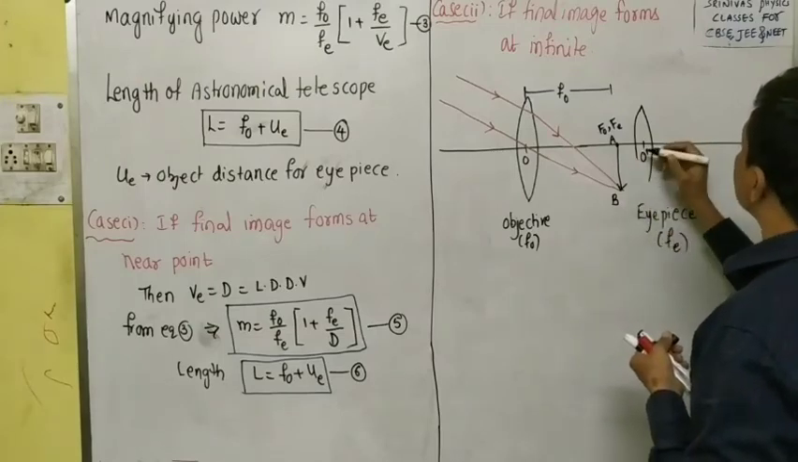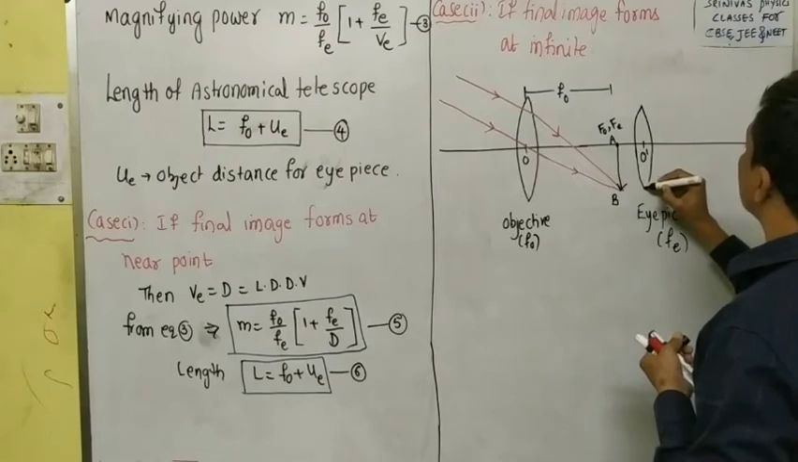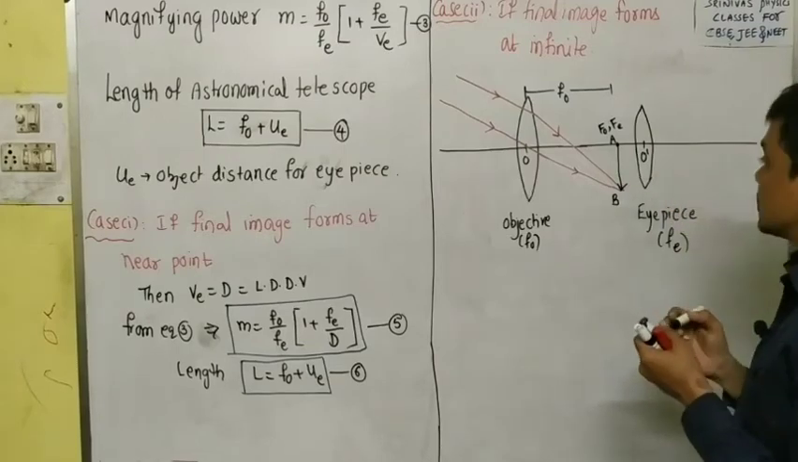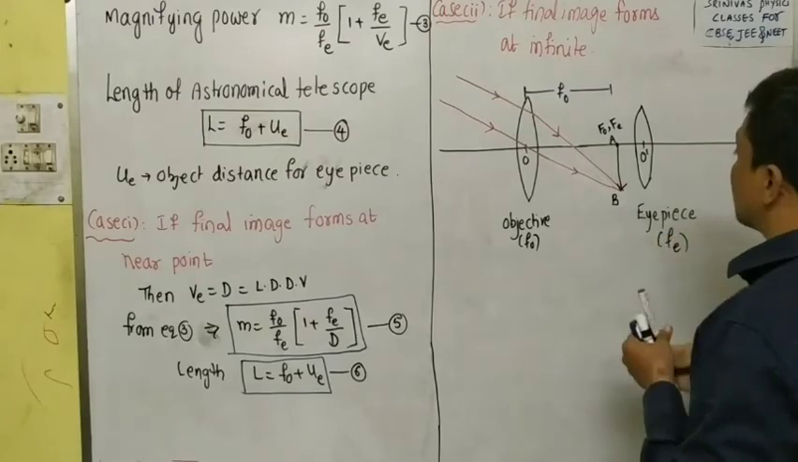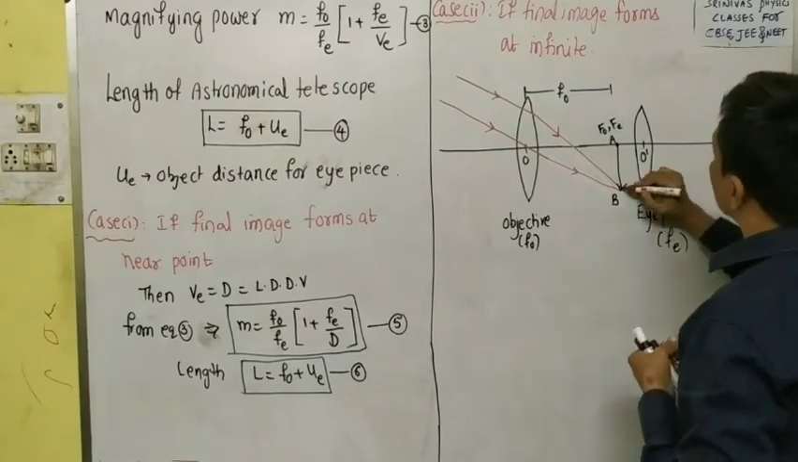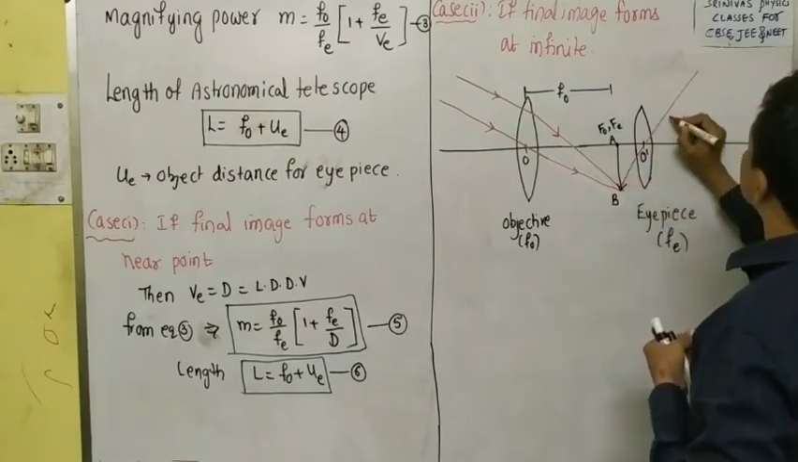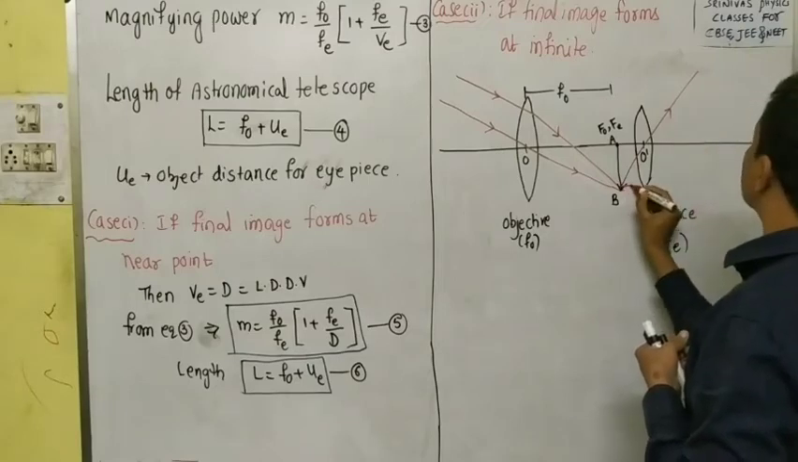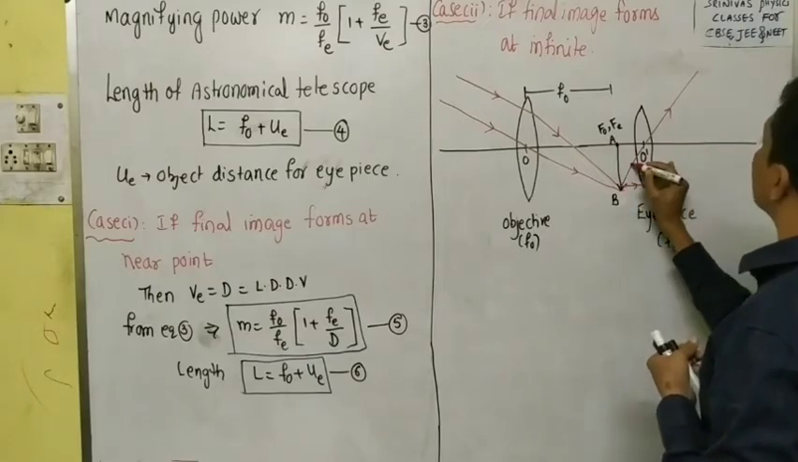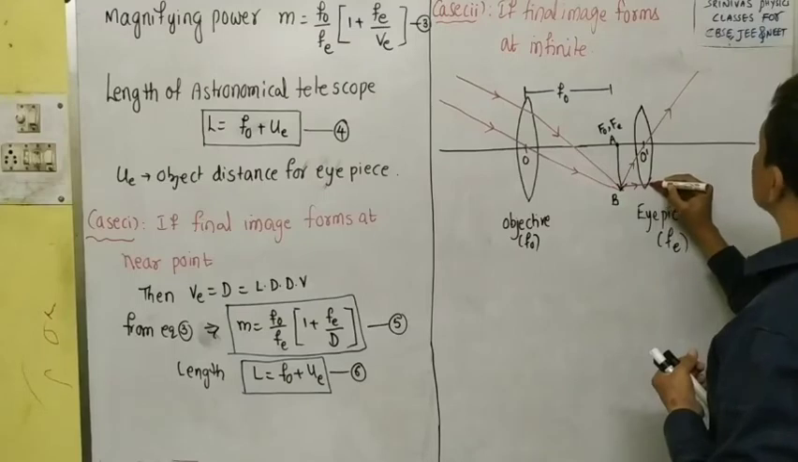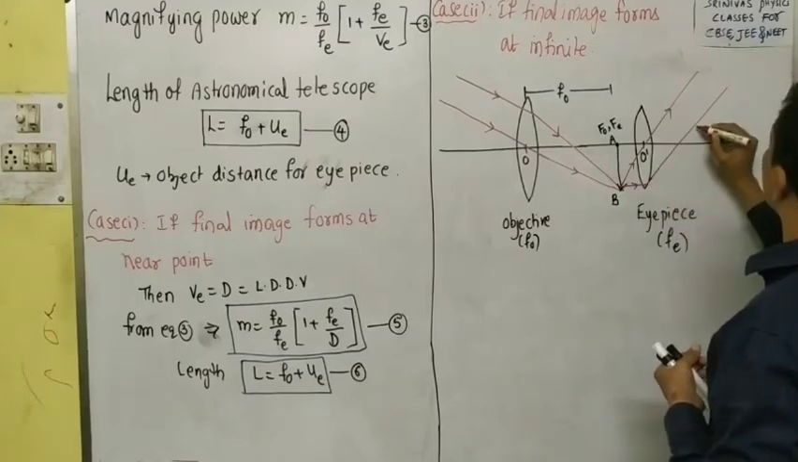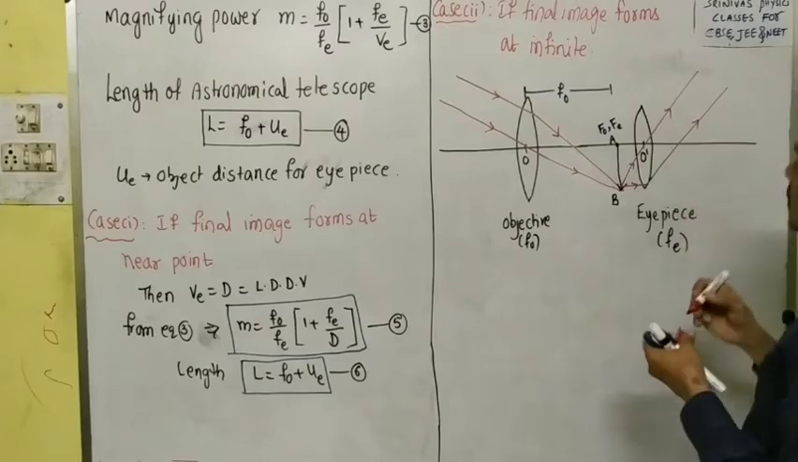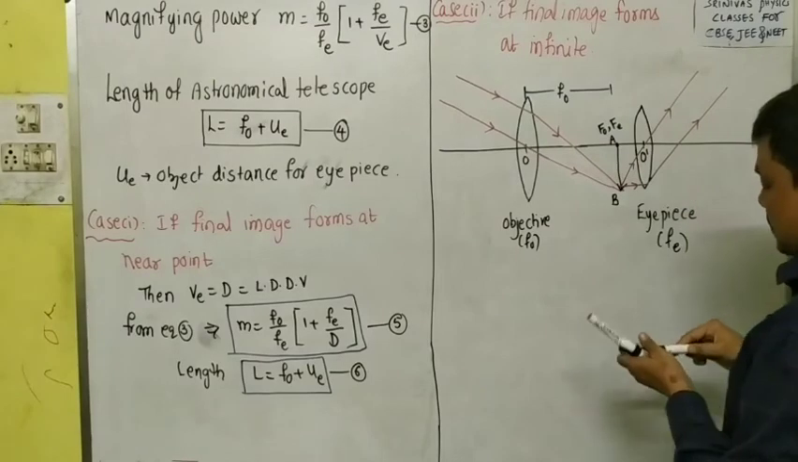To know the image, we have to take two light rays again, right? One light ray I will take passes through the optical center, and it goes straight like this. One more light ray I am taking is incident parallelly, and after refraction it will pass through the focus. It will go like this. Now this is also the focus of the eyepiece.